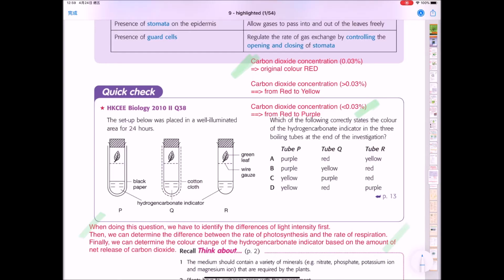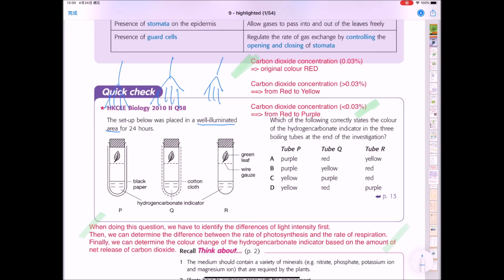The second question is a very typical experiment for plant gas exchange. So we have 3 boiling tubes, and inside these 3 boiling tubes we have a green leaf, and all of them are placed under a well illuminated area. That means there should be a very bright light source for all of them. So it seems like they are similar, but of course in every boiling tube we have something special and different from each other.